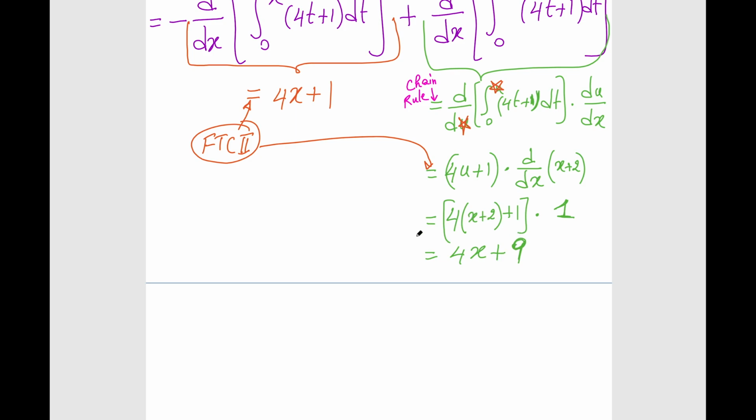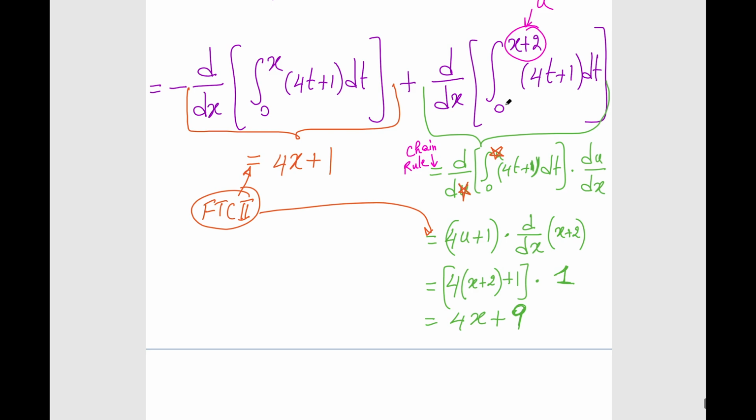Okay, so then back to the purple guy. This is equal to minus what we found here, which is 4x plus 1, plus the green guy, which is 4x plus 9. Correct? And if you subtract 4x plus 1 from 4x plus 9, the 4x is cancelled and this becomes 9 minus 1, so that's 8. Okay? All right, this completes this section.